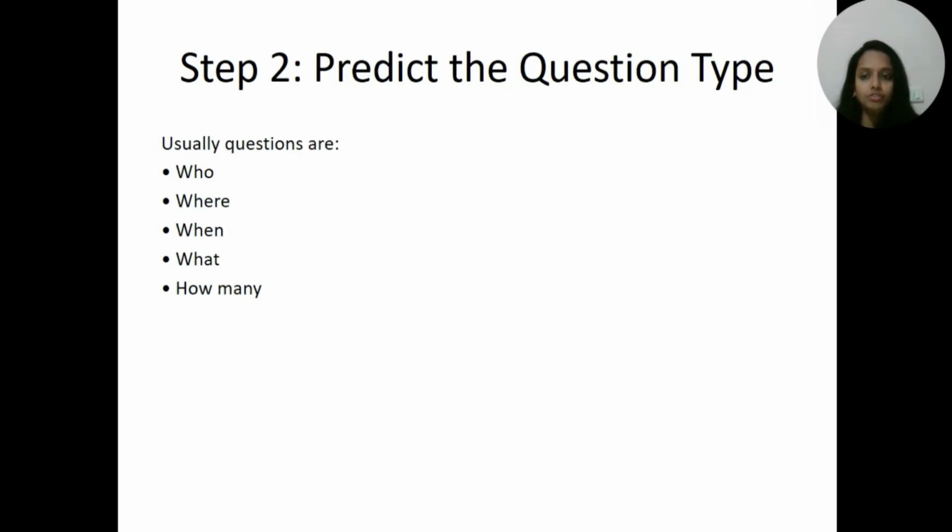And step two here is predict the question type. Usually questions are like who, where, when, what, how many, right? If you hear a location mentioned, expect a where question. If you hear a person's name, then you can expect a who question. So your brain should anticipate before, okay?